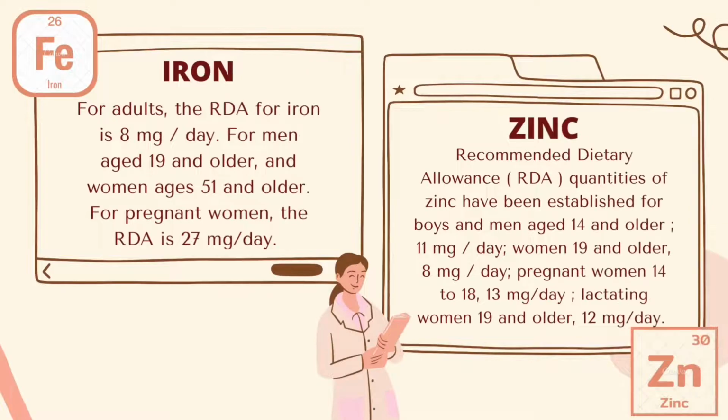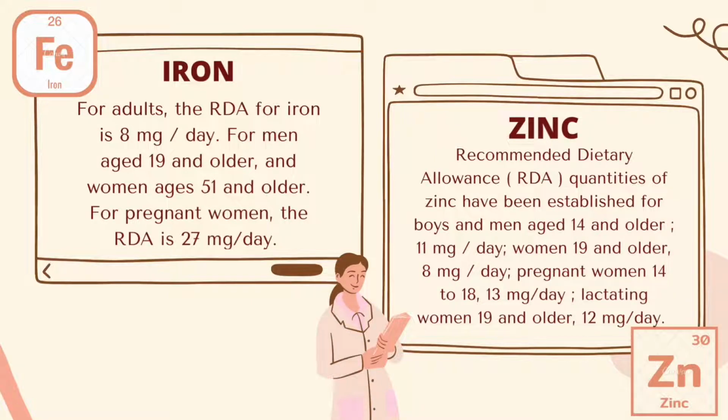Iron. For adults, the RDA for iron is 8 mg per day for men aged 19 and older and women ages 51 and older. For pregnant women, the RDA is 27 mg per day.